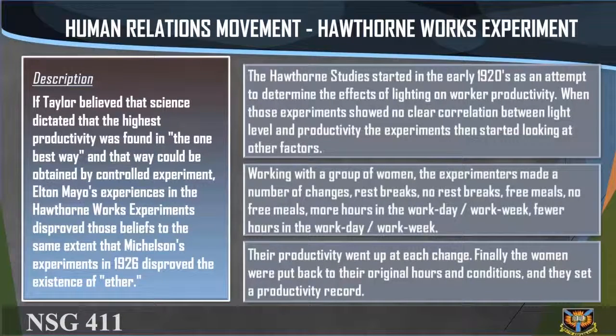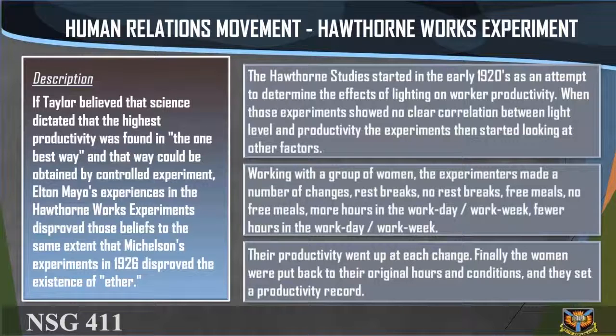Human Relations Movement. Hawthorne Works Experiment. Description: Taylor believed that science dictated that the highest productivity was found in the one best way, and that way could be obtained by controlled experiment. Elton Mayo's experiences in the Hawthorne Works experiment disproved those beliefs to the same extent that Michelson's experiment in 1926 disproved the existence of either.